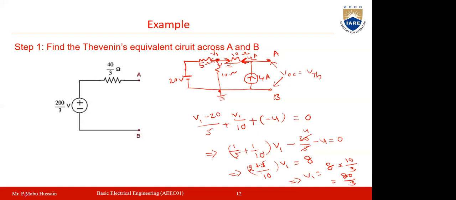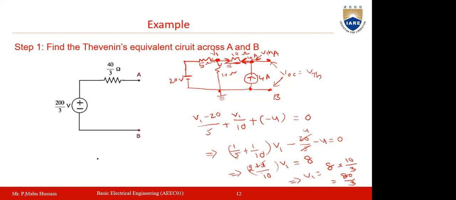So V1 at this node, the value you are getting is 80 by 3. Now you need to determine the voltage across this. Voltage across this is nothing but the voltage across this point and this point. Let V Thevenin be the voltage at this point A. Now here you have the V1. Between this V1 and V Thevenin we have this 10, and the current flowing through it is 4 amps. So current is known and the voltage difference between the two terminals is known.